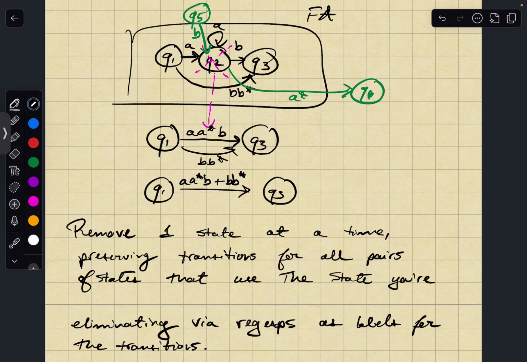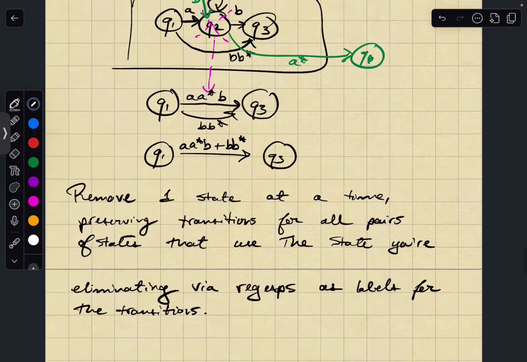Either go to A star, B star, or B star, right? That's what the number of them get. No, or. Yeah, or.